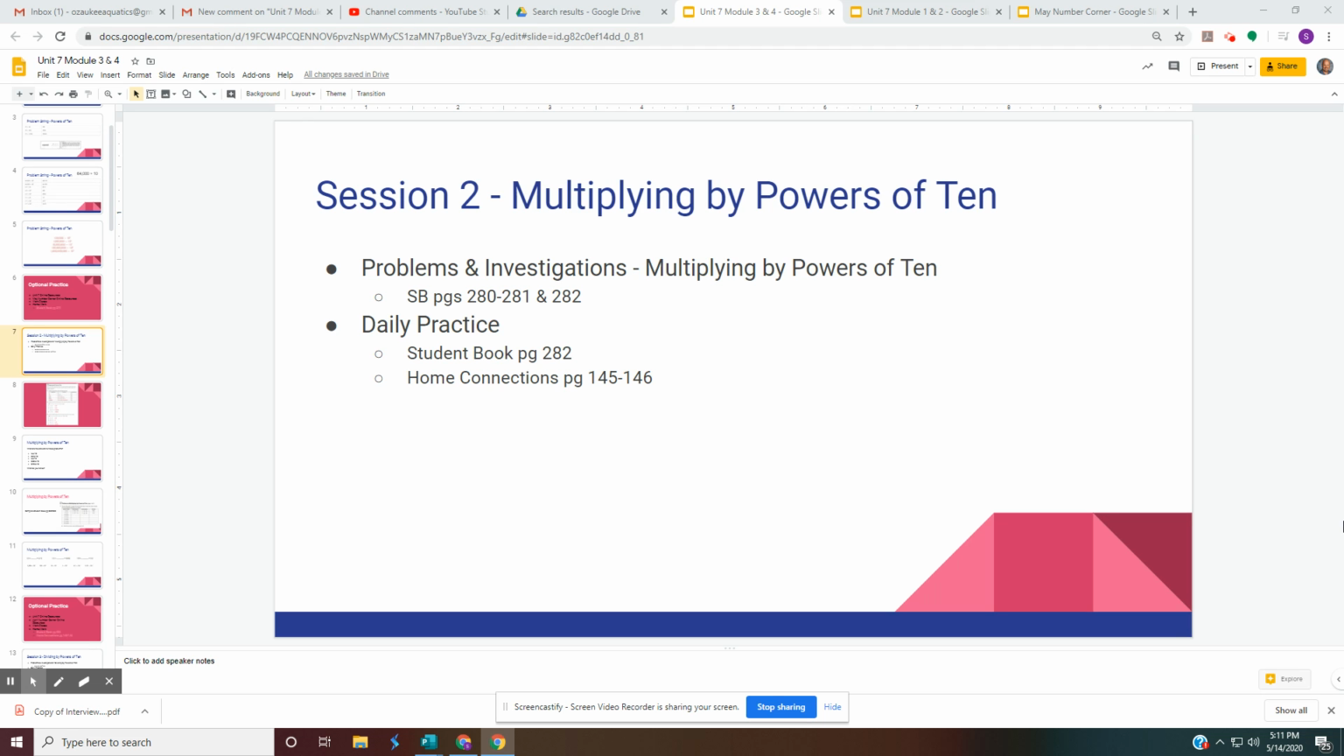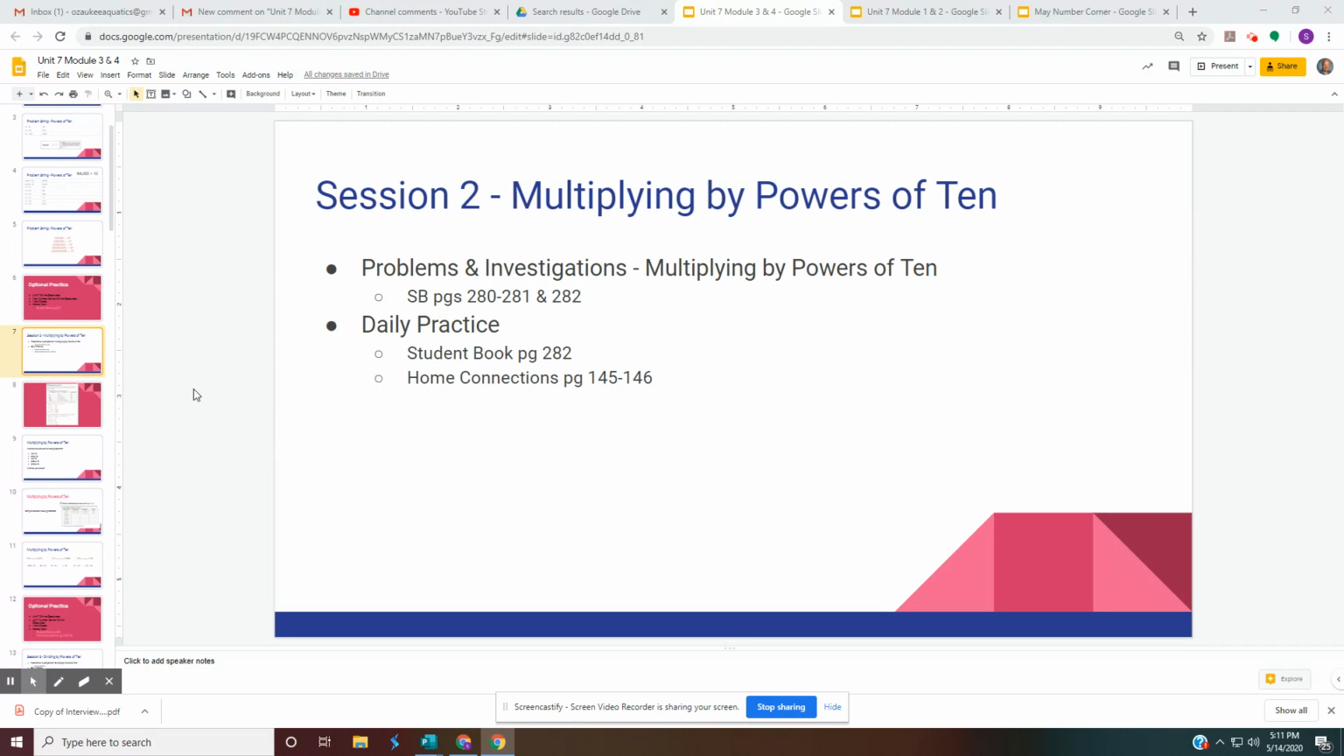All right, welcome to session 2 of module 3, unit 7. We're going to explore multiplying by powers of 10. Remember yesterday we were just moving our decimal to the left and to the right? It's going to be the same thing, right? Problems and investigations, you're going to need your student book, pages 280 and 281, and page 282. For your daily practice, you will finish page 282 and do your home connections pages 145 and 146.